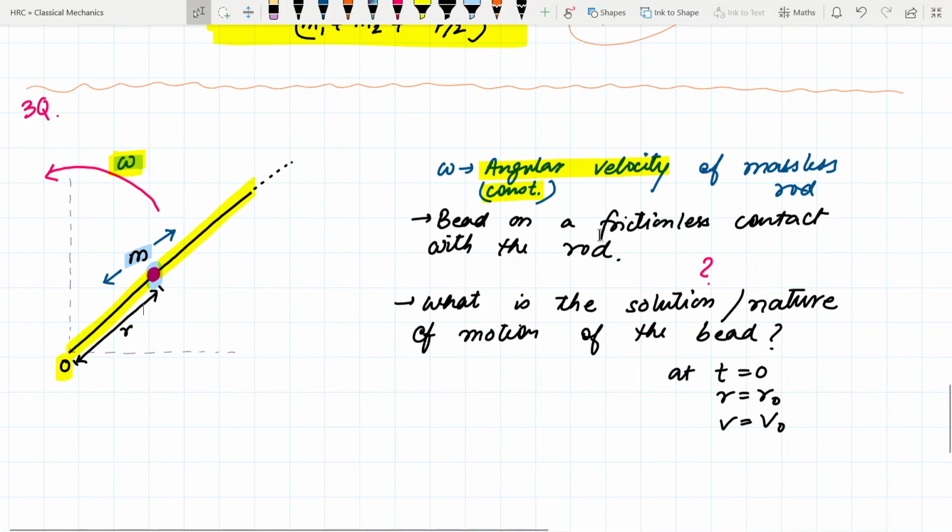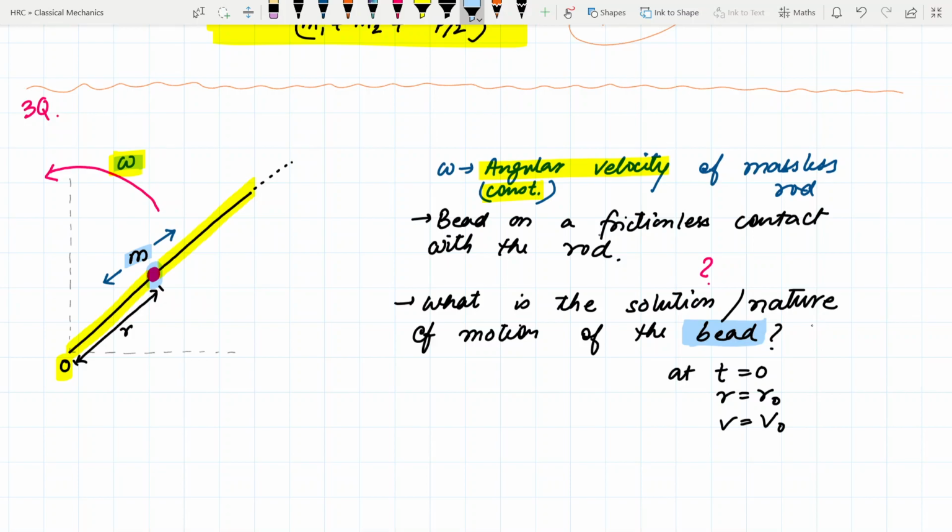And the contact between the bead and this rod is frictionless. There is no friction whatsoever between the bead and the wire. So what is the nature of motion of the bead, and what is the mathematical solution for it?